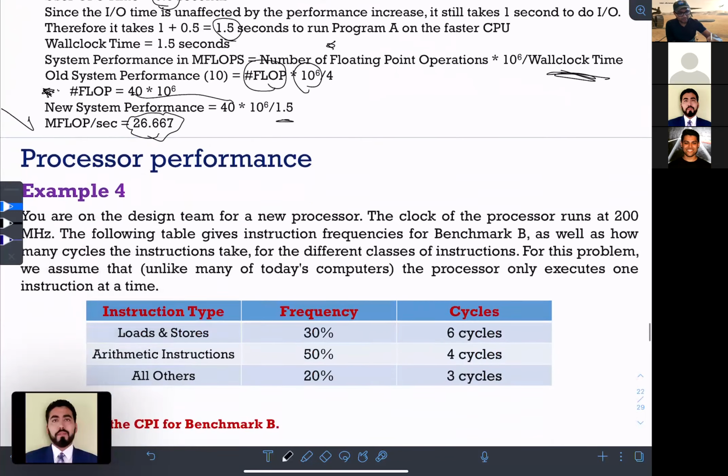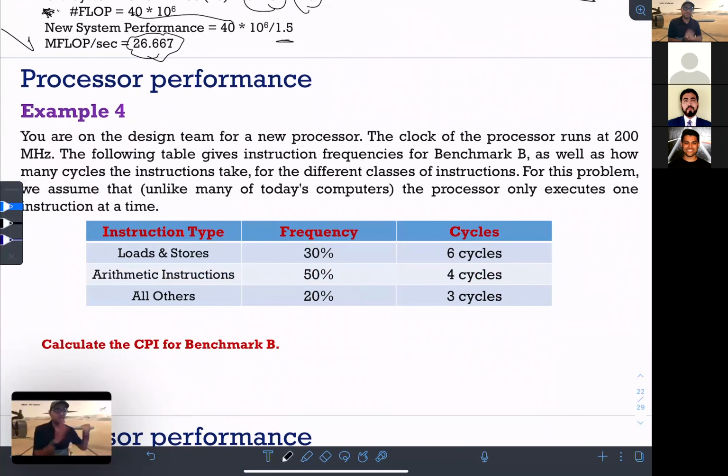Okay, now we're going to go into another example. Let's say that we decided to build a team. That team will design a new processor. Let's say Cal Poly Pomona decided to build a processor that will compete with Intel. And you built the processor with your knowledge and made it run with a crystal of 200 megahertz.